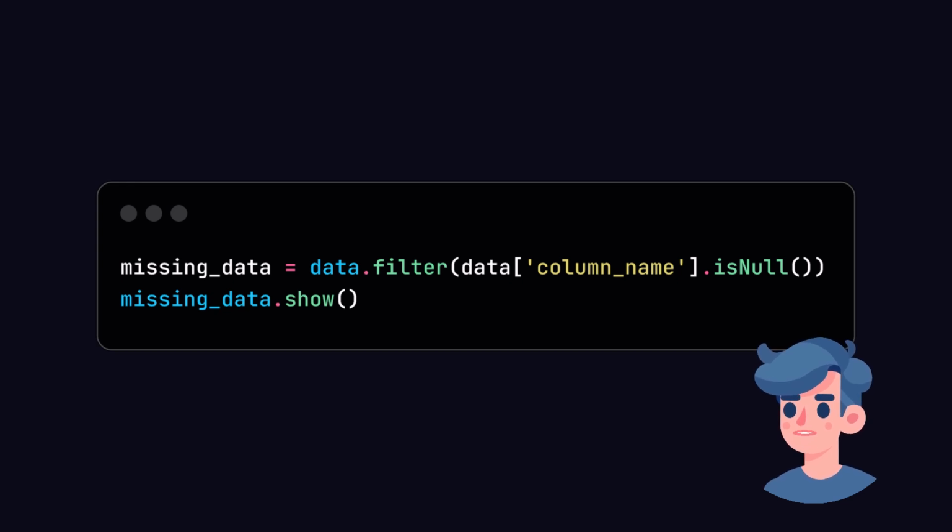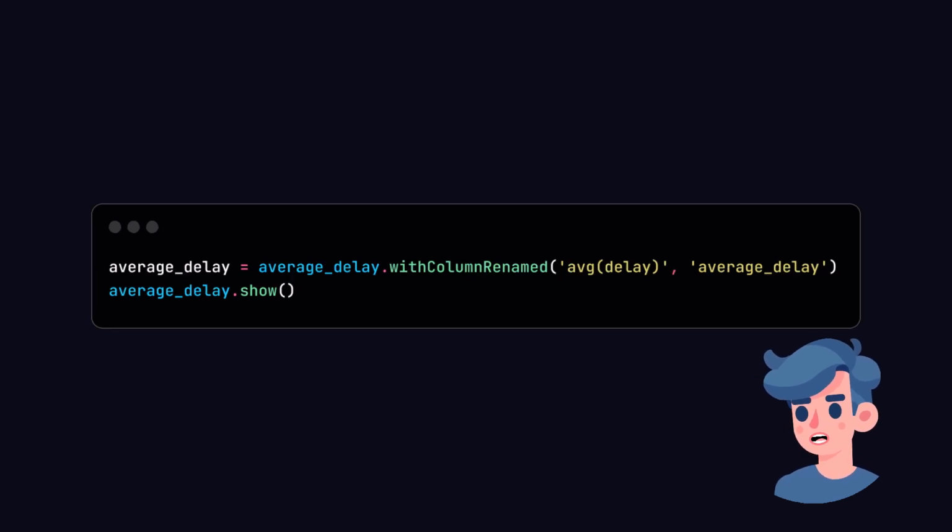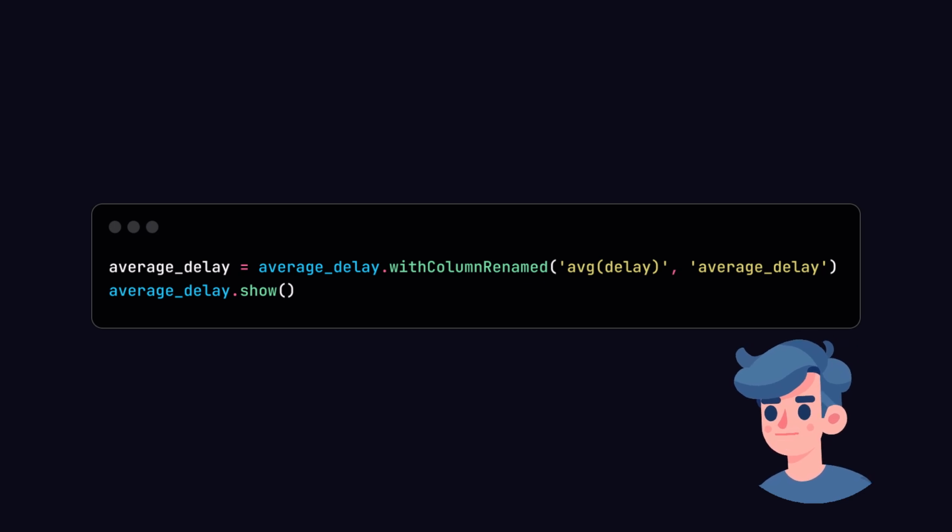Now that we have a good understanding of our data, let's look for any missing values. We can accomplish this by using the isNull function in combination with filter to display records that have null values in specific columns. Next, let's aggregate our data to gain insights. For instance, we can group by the origin airport and calculate the average delay of flights from each airport. However, our resulting data frame might not be in the exact format we want. To rename the columns for better clarity, we can use the withColumnRenamed method.